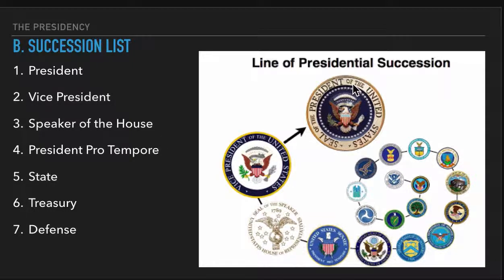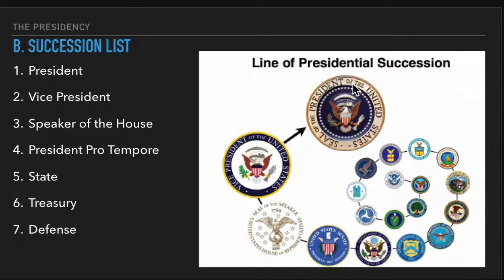Secretary of Defense. This is generally a military leader, but it does not have to be. But this person's going to be in charge of defending our borders and defending our nation and going to be directing a lot of our military efforts.